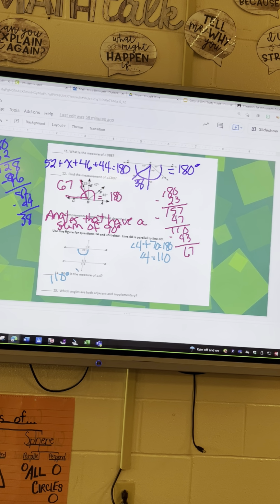Which angles are both adjacent and supplementary? Well, there's a lot of them. Okay? So let's go through and name some of them. Angle 1 and angle 2 are both adjacent and supplementary. Angle 2 and angle 4. Look at 2 and 4. If you can draw a semicircle, you've got adjacent supplementary angles. Angle 2 and angle 4 are supplementary and adjacent.